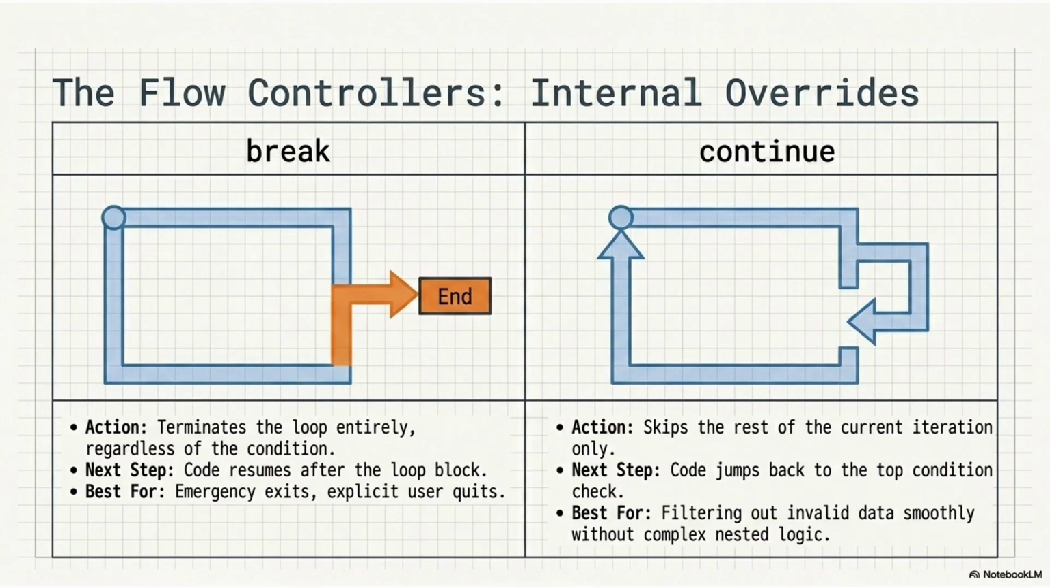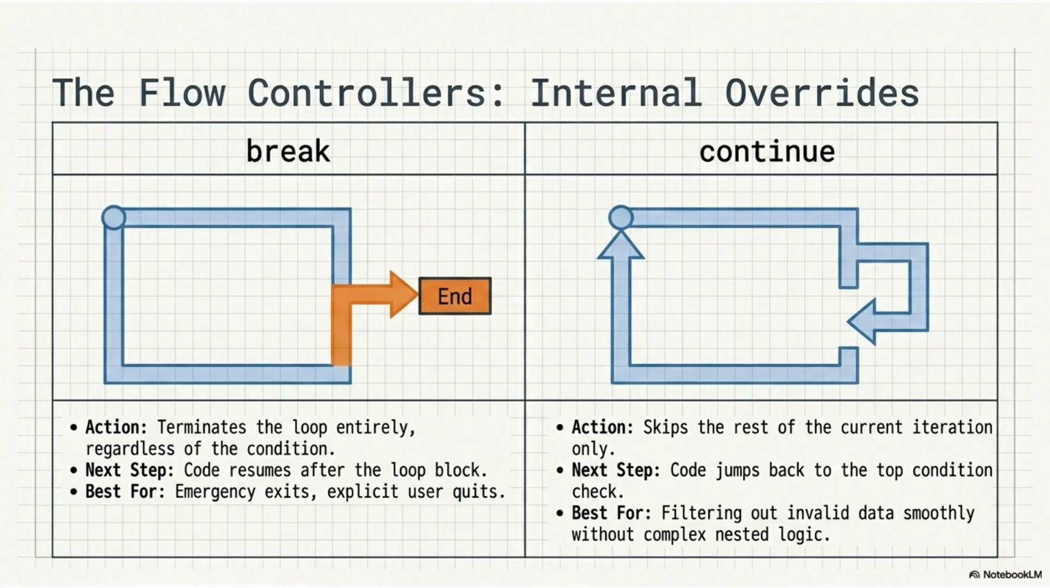Here we introduce break and continue, the 2 internal override controllers that give you fine-grained control of loop execution. Break terminates the loop entirely, immediately, regardless of the condition. Execution continues with the first line after the loop block. Use break for emergency exits and explicit user quit conditions.